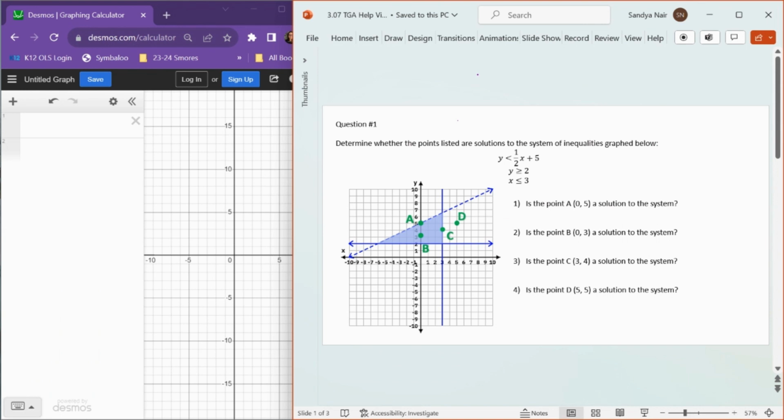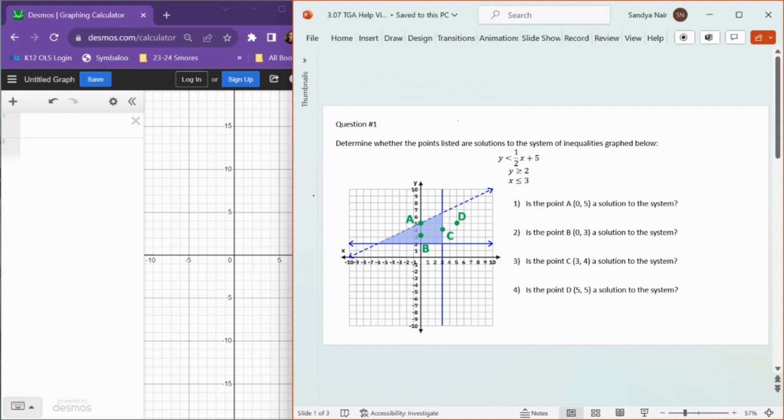Everyone, in this video I'm going to go over problems that are similar to what's in your 3.07 TGA. Here you can see we have a system of inequalities on the graph, and then it gives you the inequalities right here. What it wants us to do is use this graph to figure out whether these points are solutions to our inequalities.